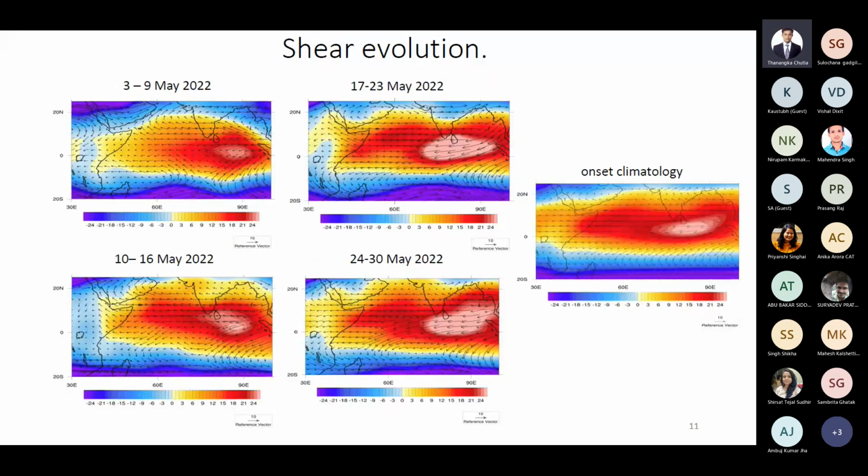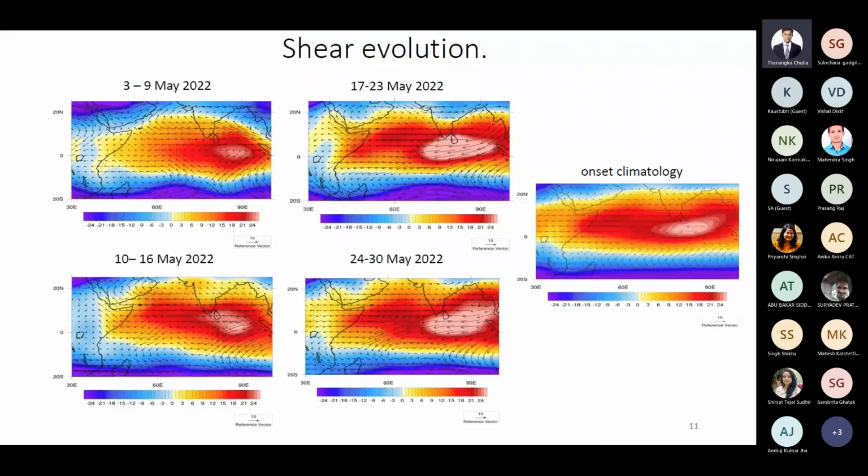And this is the shear evolution, and you could see shear is developing till 15 north between 3rd and 9th May. Between 10th and 16th, you see most of India has positive values. I calculated shear as the difference between the zonal wind at the 850 hPa level and the 200 hPa level, so it will be positive if the shear is easterly. And between 17th and 23rd May, you also have a strong signature of shear over the Indian subcontinent, and even between 24th and 30th May.